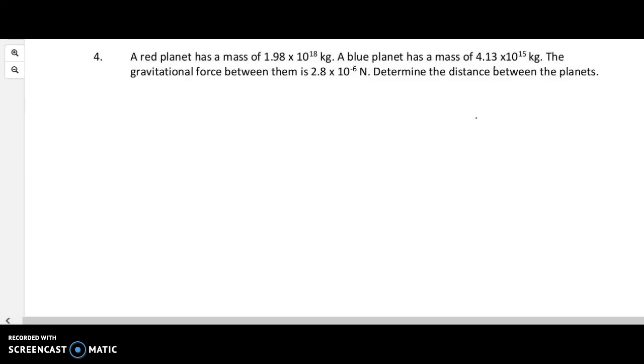All right, so we're going to start with number 4 today, doing the universal law of gravitation. The first thing that we always do in the PGES process is find the givens and the unknown. So that's what we're going to do first. So let's read the problem before we get to that.